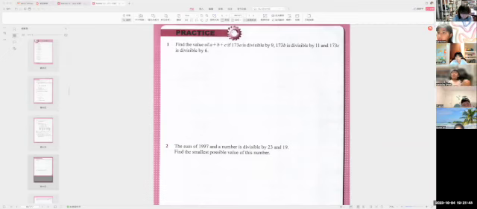Okay. 小朋友们做好了吗？Okay, Elaine has finished. Okay, so let's take a look at this one. So a, b, c. 173a is divisible by 9. Daniel, can you tell me a equals what? Do you still remember what is the divisibility rule of 9?